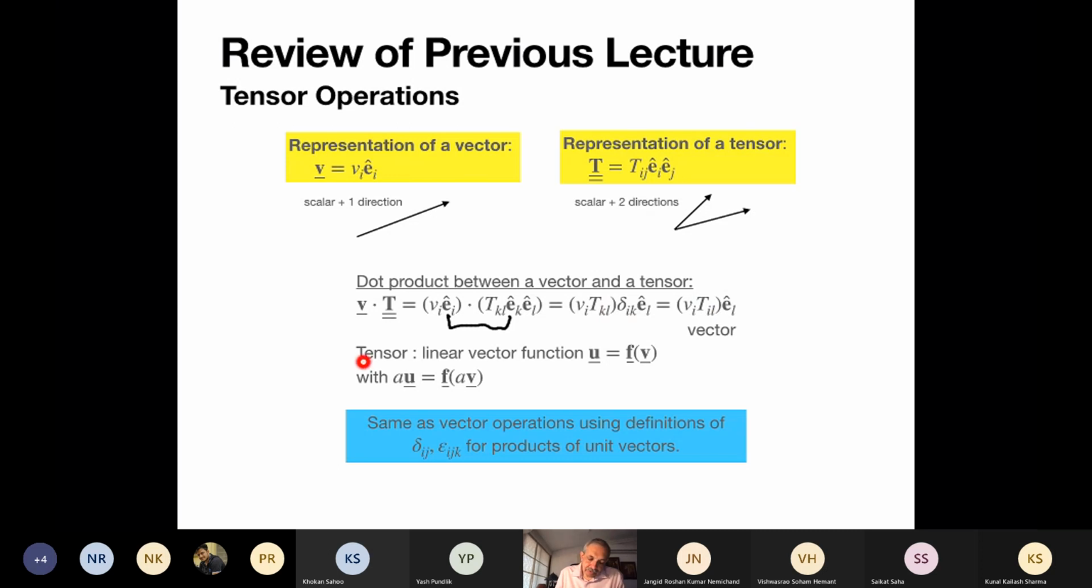So many people talk about the tensor as being a linear vector function because, given a vector v, we have got a new vector. Let's call that u. So this is a function which operates on a vector and gives you another vector. And it's also linear. That is, if you multiply v by a scalar, then u will also be multiplied by the same scalar. So there's a linearity in there. And of course, you can have many more operations. So I'll look at some more tensor operations and definitions of different types of tensors next.